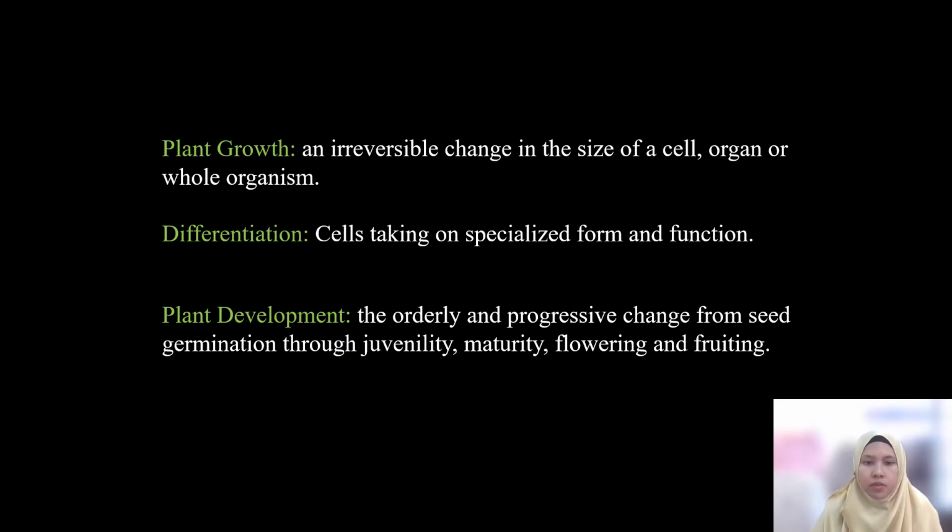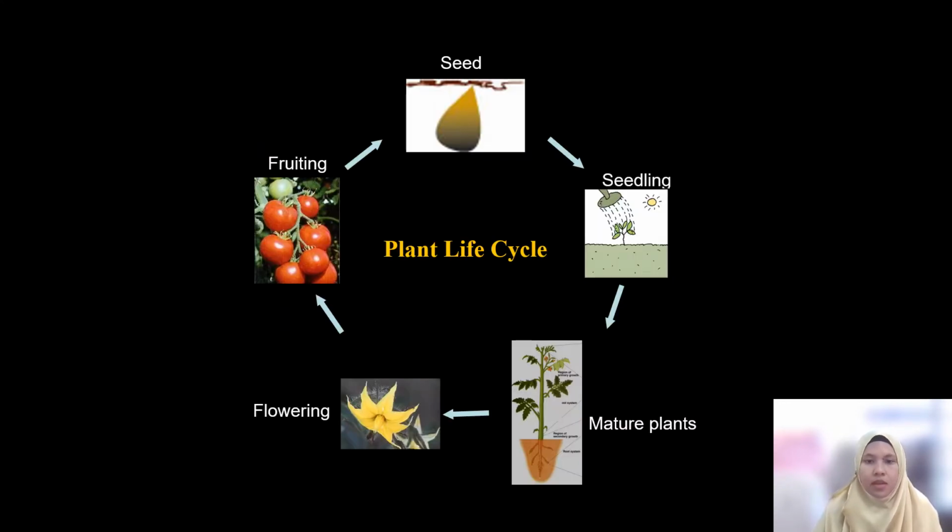If you realize here, the juvenile, the maturity, the flowering, and fruiting, this is the plant life cycle. So for this part, we're going to have a look at the plant life cycle, and see each step of the life cycle, how it is conducted on the cellular and the molecular basis. So this is the plant life cycle.